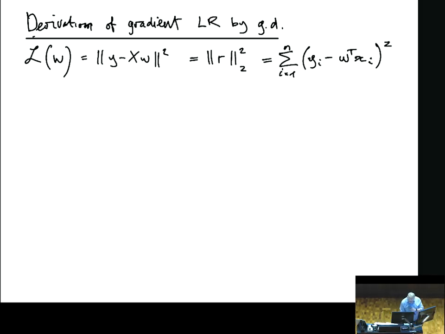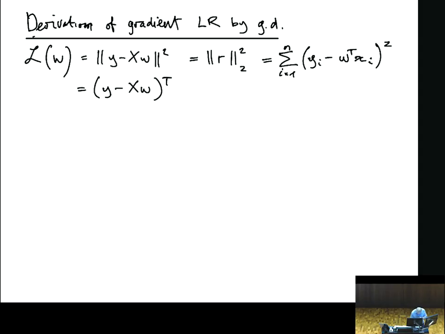So that's our error. And all these ways of writing it are exactly the same. So here's another way of writing it. So y is now a vector again. X, W, transpose, the same thing. Is this okay? If so, why?